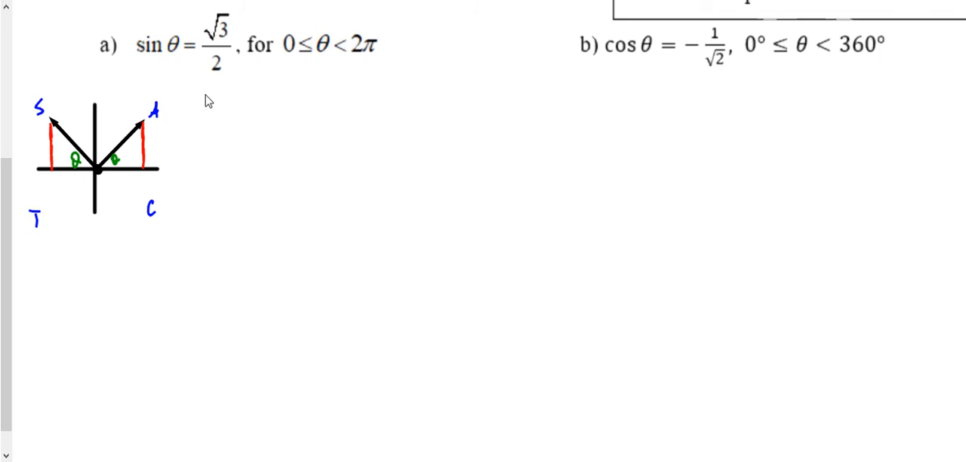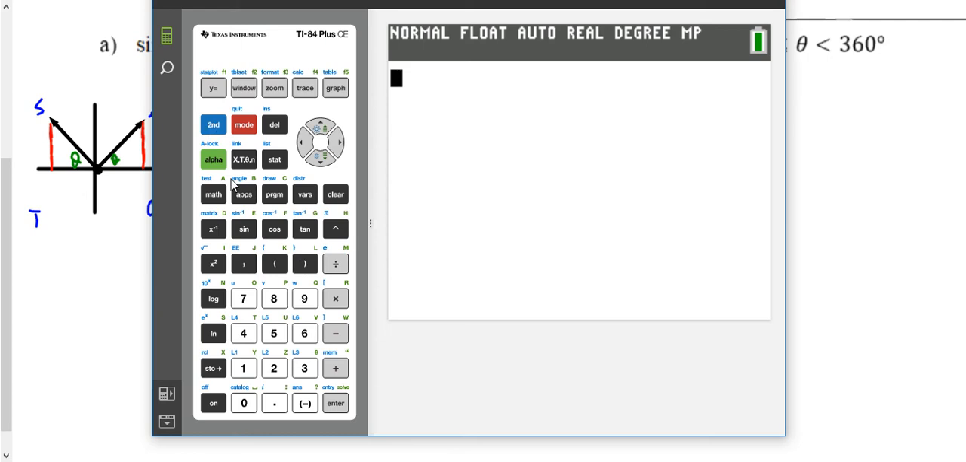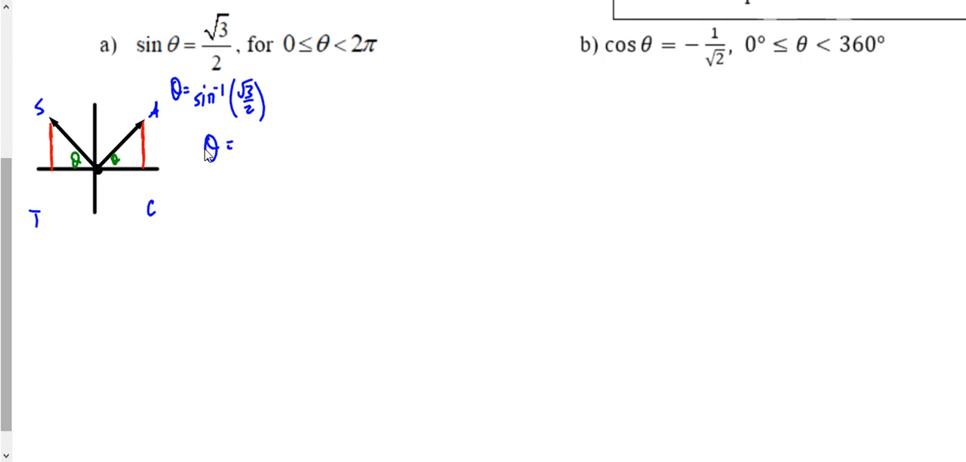To determine the reference angle, I'm going to use sine inverse of root 3 over 2. So really this is theta equals sine inverse of root 3 over 2. I'm going to go straight to my calculator. I'm already in degrees mode, so sine inverse of root 3 divided by 2. I get an answer of 60 degrees. So therefore, our reference angle in this particular example is equal to 60 degrees.